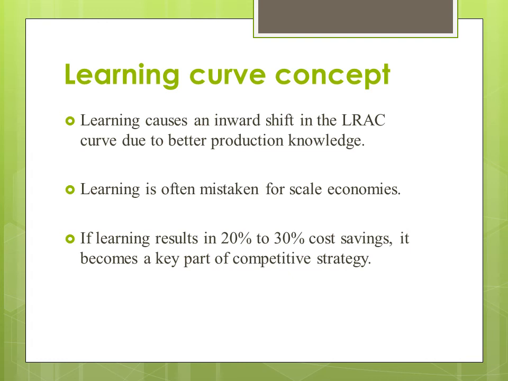Here are some learning curve concepts. Learning causes an inward shift in the long run average cost curve due to better production knowledge. When the long run average cost curve is operating in an environment, if any change comes, the entire total cost curve will shift upward or downward. For example, if input prices increase or due to inflation, as a result our average total cost curve will shift. So don't be confused with long run average cost shifts. It's due to any innovation. So over the time period, when our workers become efficient and have better knowledge of production, the long run average cost curve will shift inward.